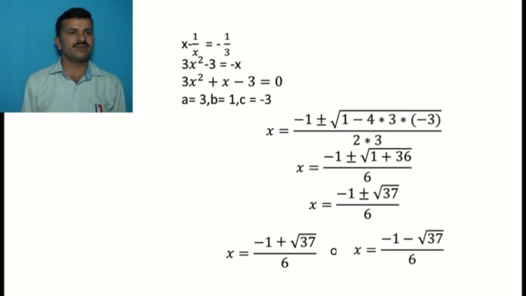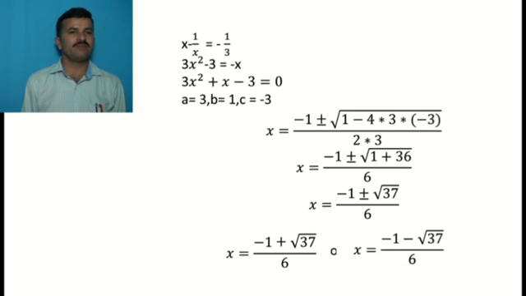It becomes a quadratic equation, but it is also not solved by factorization method, therefore you have to use the formula method. Therefore you can write a is equal to 3, b is equal to 1 and c is equal to minus 3, and the formula you can once again write: x is equal to minus b plus or minus square root of b square minus 4ac divided by 2a. Put the values of a, b, c in it. x is equal to minus 1 plus or minus square root of 1 minus 4 into 3 into minus 3 divided by 2 into 3. x is equal to minus 1 plus or minus square root of 1 plus 36 divided by 6. Therefore x is equal to minus 1 plus or minus square root of 37 divided by 6.